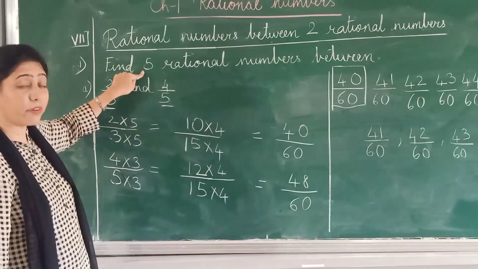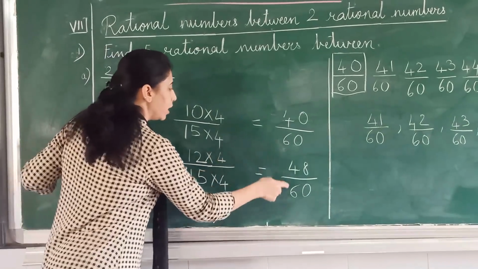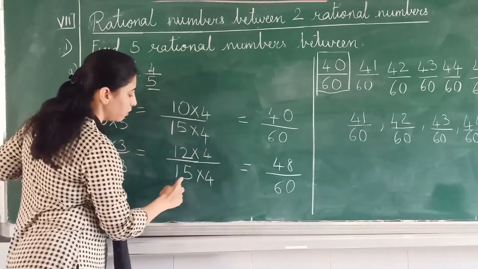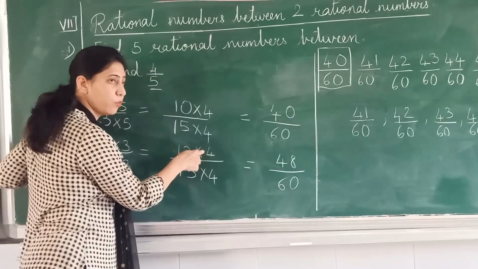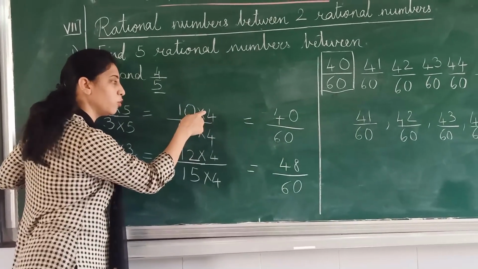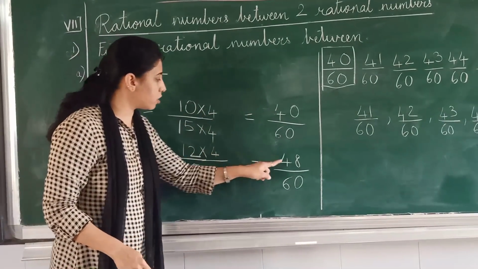But we want 5 rational numbers. So again you are going to multiply with such a number that you get the same denominator. That is 15 fours are 60, 15 fours are 60. If you have multiplied 4 in the denominator, you have to multiply 4 in the numerator also. So 10 fours are 40, 12 fours are 48.